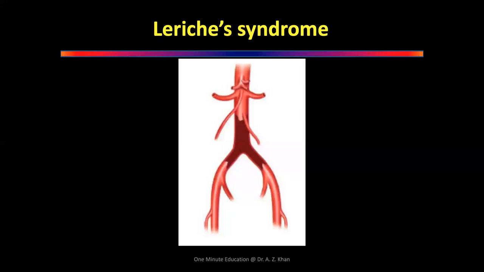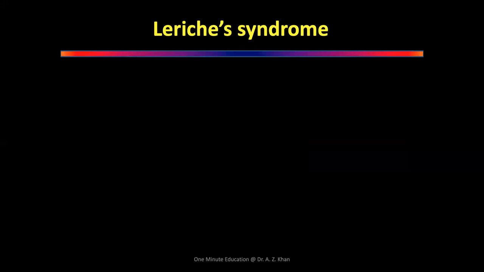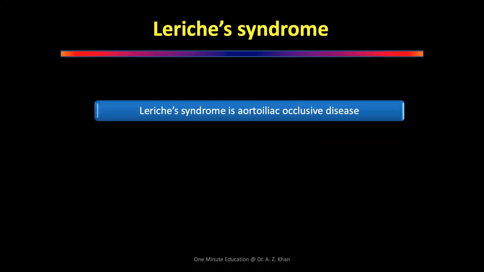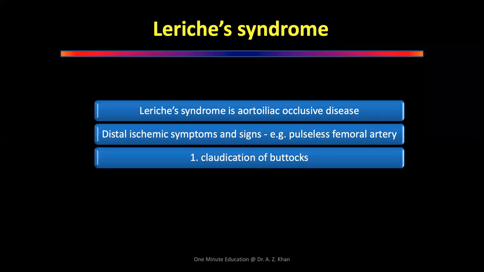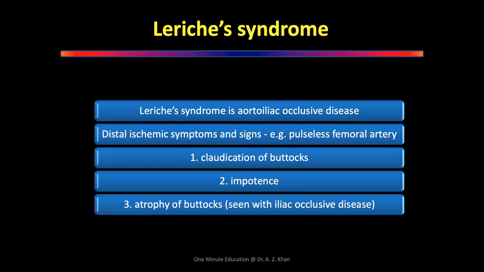Okay. So this is Leriche's syndrome. Okay. This is a syndrome of aortoiliac occlusive disease. The distal ischemic symptoms are present. One is pulseless femoral artery. Okay. That's the most important symptom because of occlusion of the aorta and the iliac vessels at the aorto-iliac junction. So first is claudication of buttock. So it's all in the pelvic area. So the symptoms are claudication of the buttock, impotence, and atrophy of the buttocks. Most important, this is atrophy of the buttock. You see an atrophy happening. And that gives you the idea that you're dealing with Leriche's syndrome.